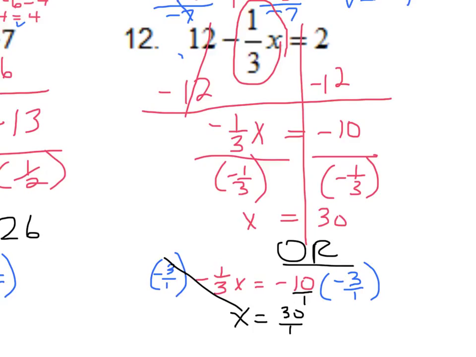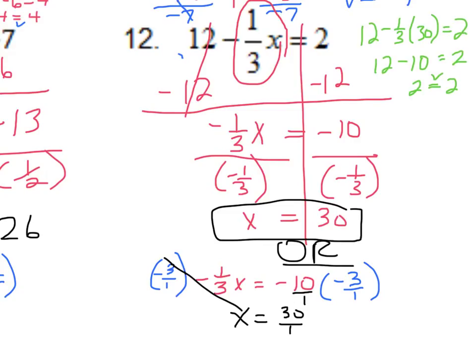Okay, I went ahead and did number 12 using either the calculator, dividing by the negative 1/3, or just using the inverse of the fraction, flipping it upside down and multiplying. Either way, my answer is x equals 30. And then you can see where I've checked my answer and verified that it worked.